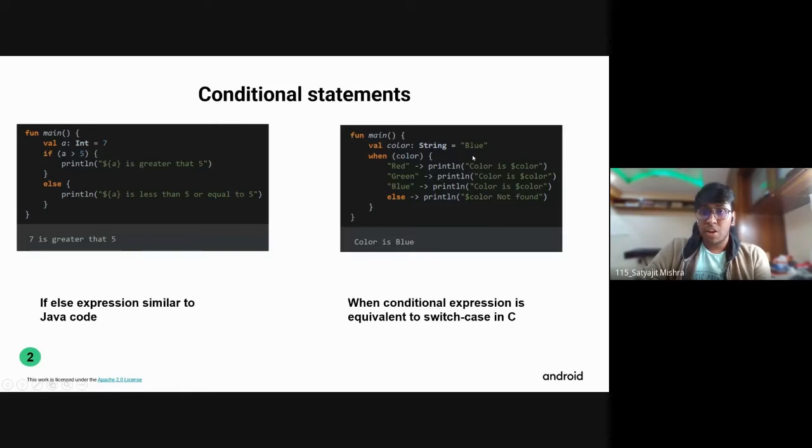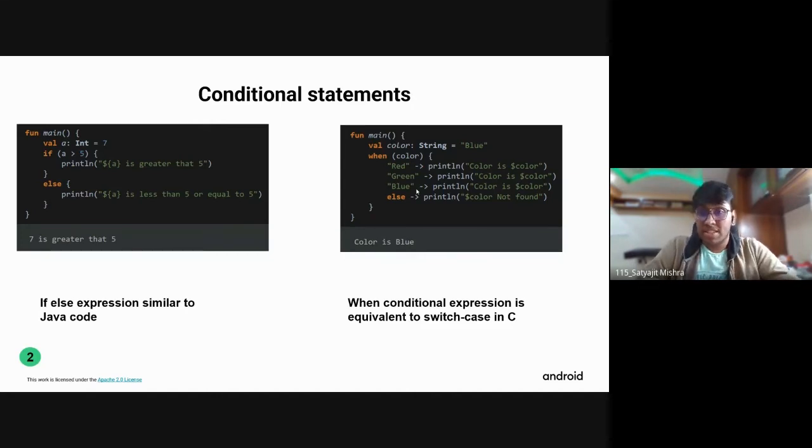As you can see in the output, the value of my variable was blue, so the third condition got executed and it printed color is blue. In switch case we used to have a default statement, right? In case none of the cases were true, it would go into the default case. Here we also need an else condition. If all the conditions are false, then the else condition will be satisfied.